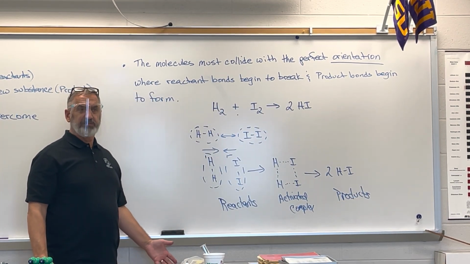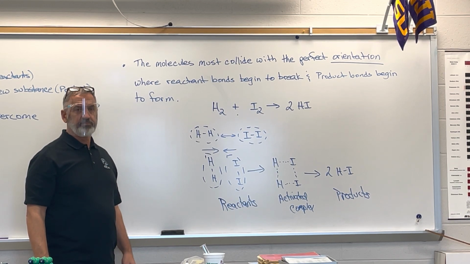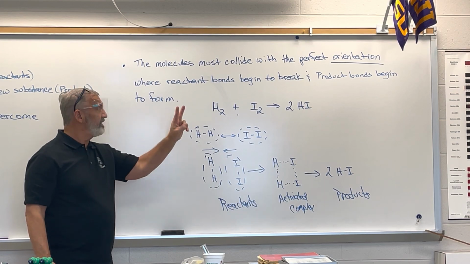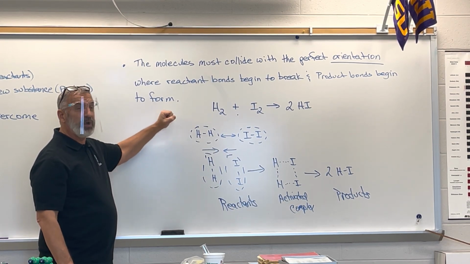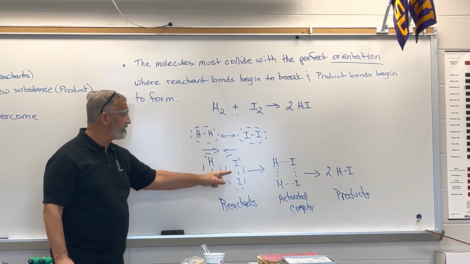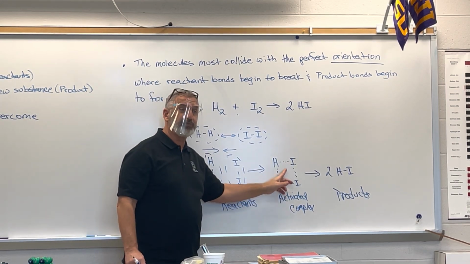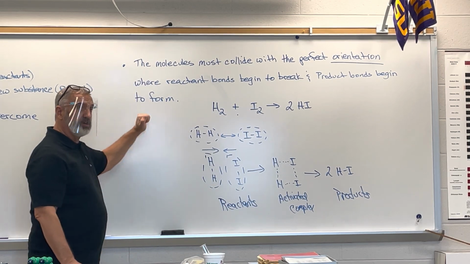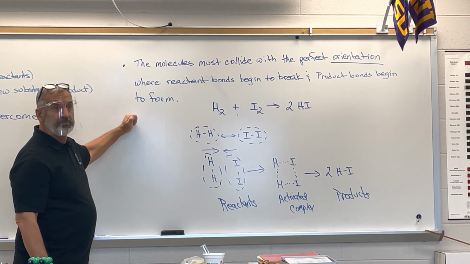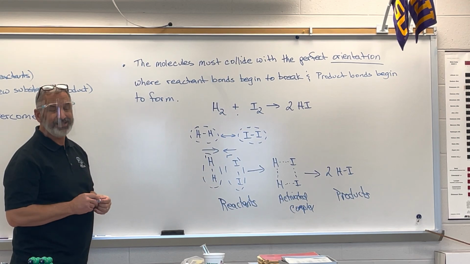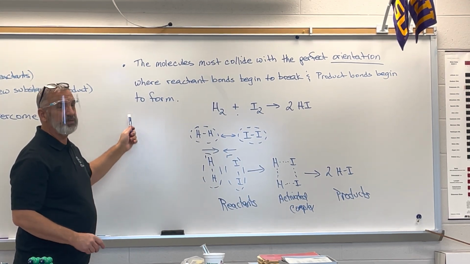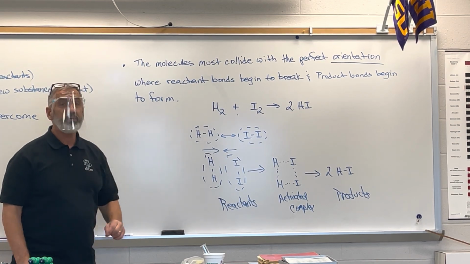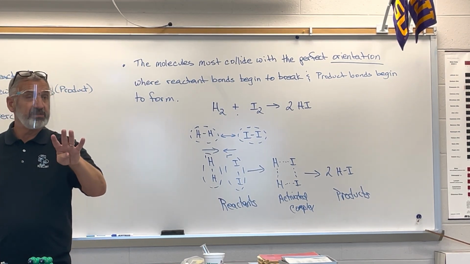So we're comfortable with that? Two things have to happen. You have to have enough energy to overcome EA, and you have to have the proper orientation where reactant bonds begin to break and product bonds begin to form. That is something essential for you to know. Essential to know for this test and the AP test. Big concept.